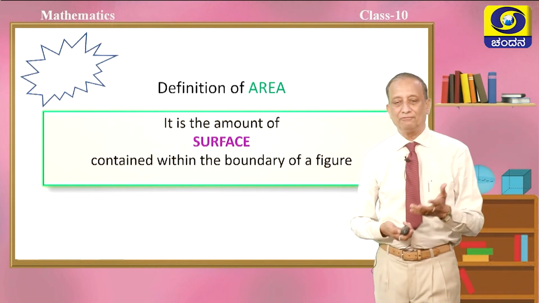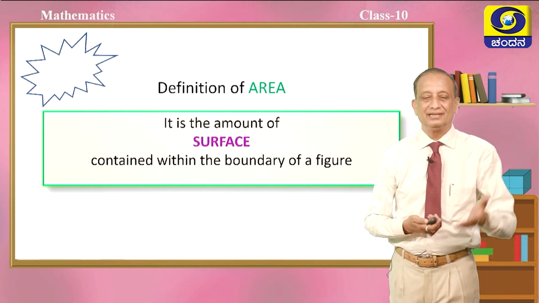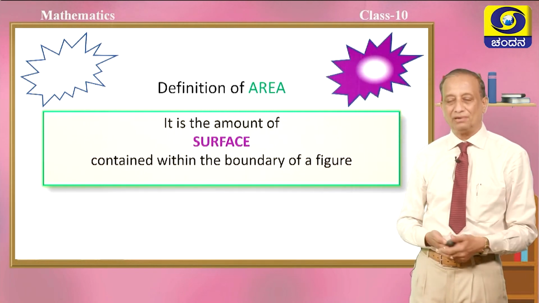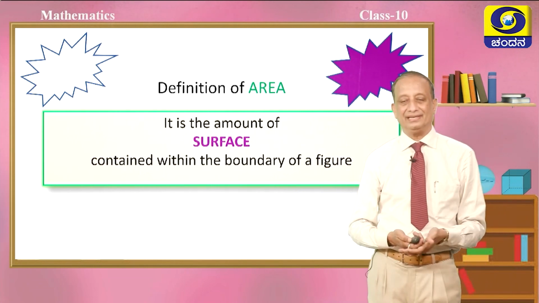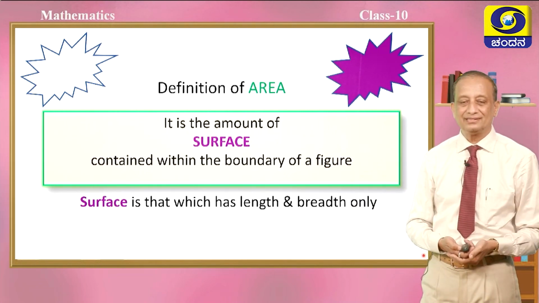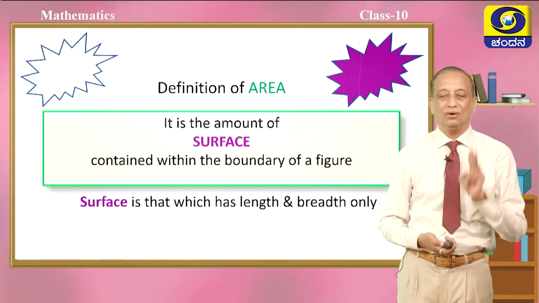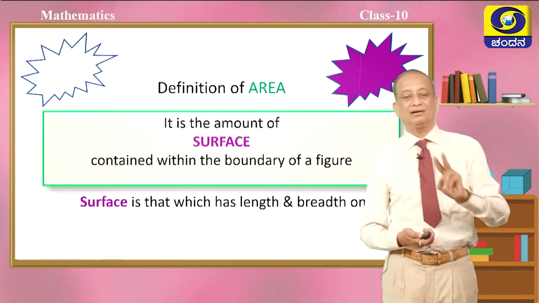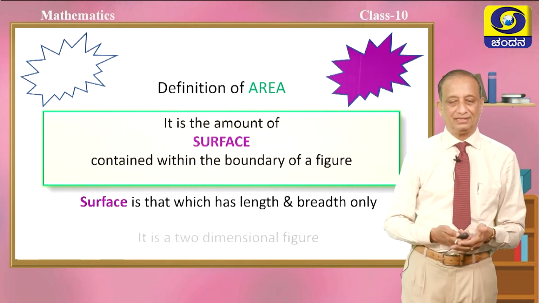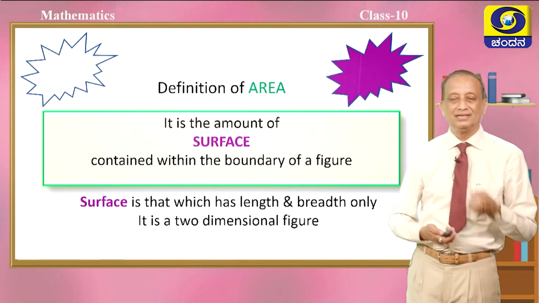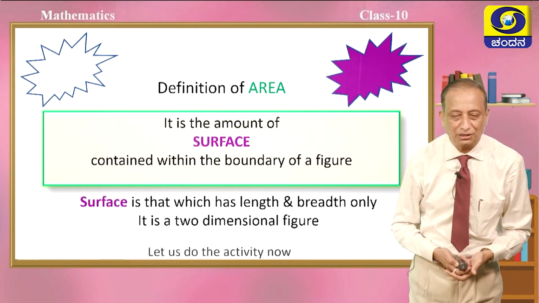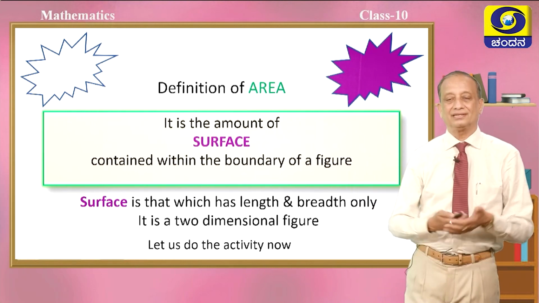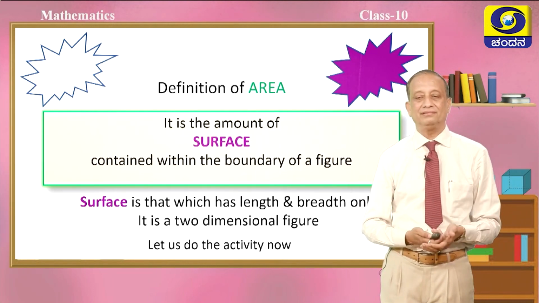Here is some figure on your monitor screen, it has a boundary. To know how much surface it has within this boundary is called the area. In fact, a surface is nothing but that which has only 2 dimensions, that is length and breadth. Such a concept is called the surface, and therefore, a surface is a 2-dimensional figure also. Let us now, with this concept of area, work out an activity for this.